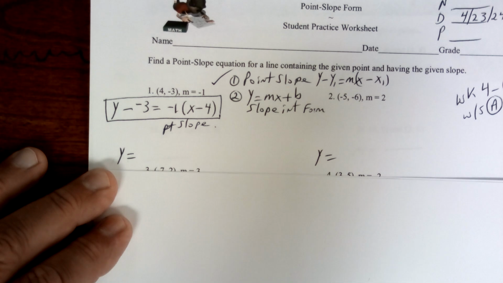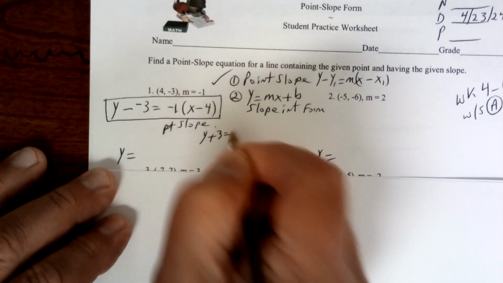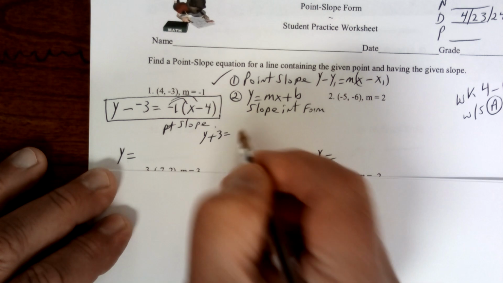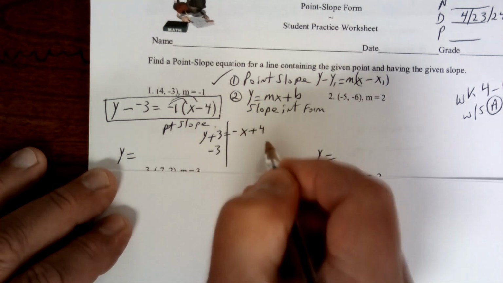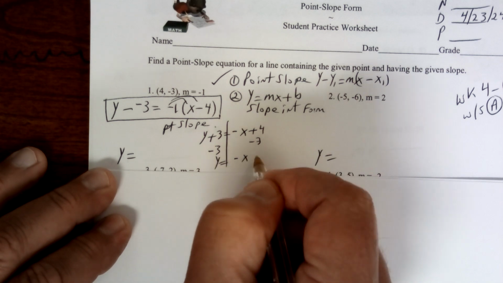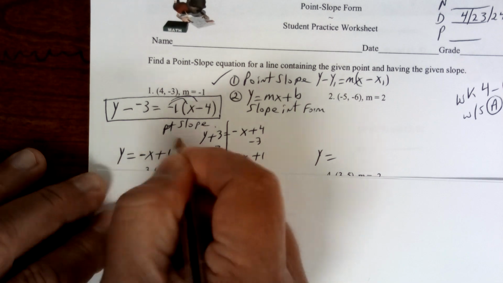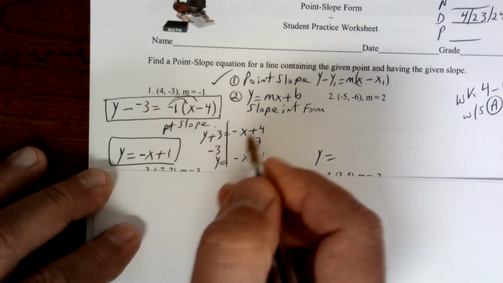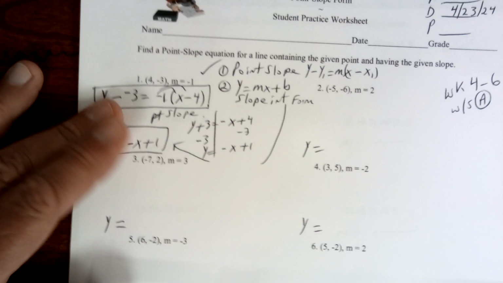So it's going to be y plus 3 equals, I'm going to distribute, so I get negative x plus 4. I'm going to subtract 3, and I get y equals negative x plus 1. And that's my answer. And that's called slope intercept form. That's the second one. And that's what I want you to do for the entire front page.